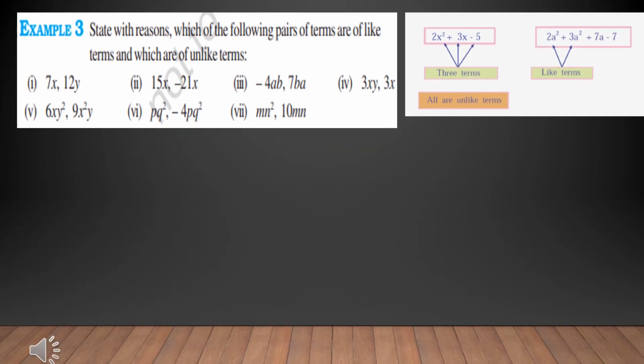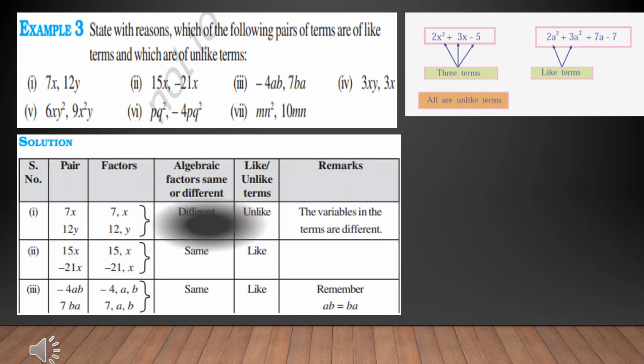Let us discuss one more example. State with reasons which of the following pairs of terms are like terms and which are unlike terms. First question is 7x and 12y. The factors of 7x are 7 and x, and the factors of 12y are 12 and y. The algebraic factors of these 2 terms are not the same, they are different. Therefore, they are unlike.